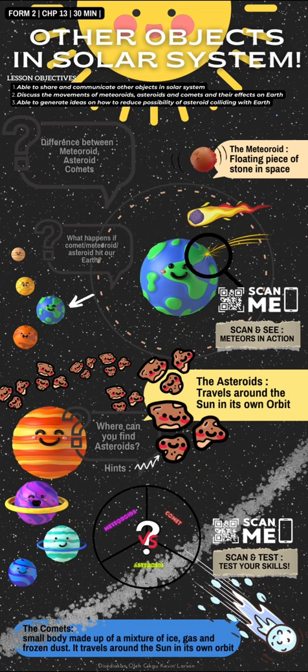Able to share and communicate other objects in the solar system. Second is to discuss the movements of meteoroids, asteroids, and comets and their effects on Earth. And third, able to generate ideas on how to reduce the possibility of an asteroid colliding with Earth.